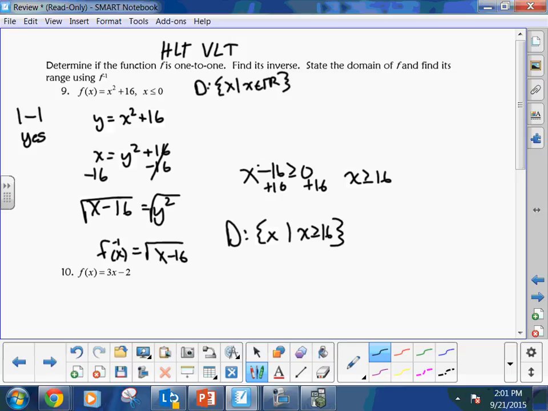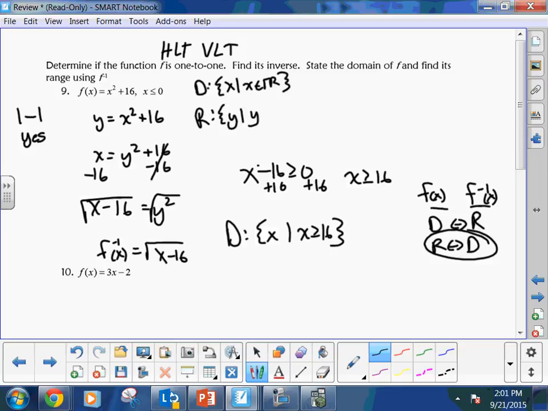Now we have a property that states that the function and its inverse have the special quality that the domain of one is the range of the other, and the range is the domain of the other. Which means we're going to use this to our advantage to state that the range of the original function is y such that y is greater than or equal to 16. All I did is change the x's to y's, but that's the range of this current function. So we have that as a solution. Now let's go ahead and do the next one.